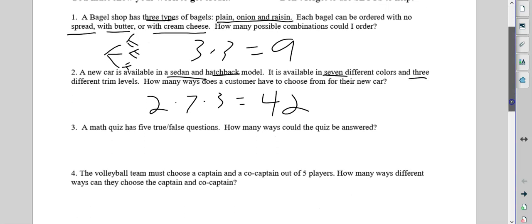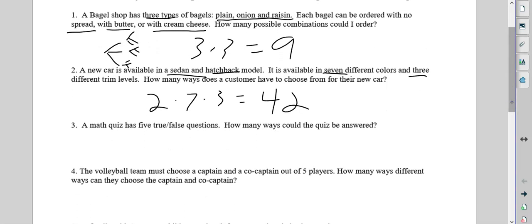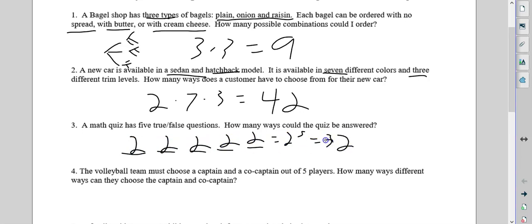Now, number 3 is getting to the slots problem. This is like when people are lining up for a photo, because you have 5 questions. Each one of those has one of 2 answers. So that's 2 to the 5th power, which is simply 32. So there's 32 different ways that could be answered.